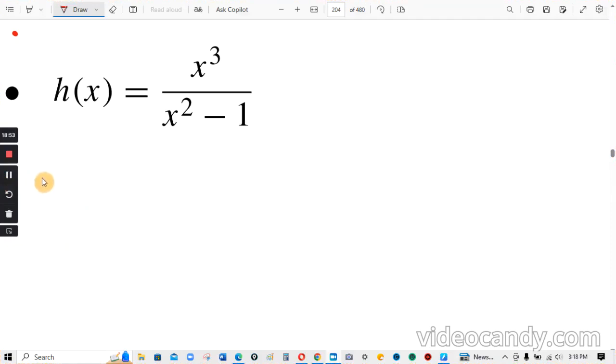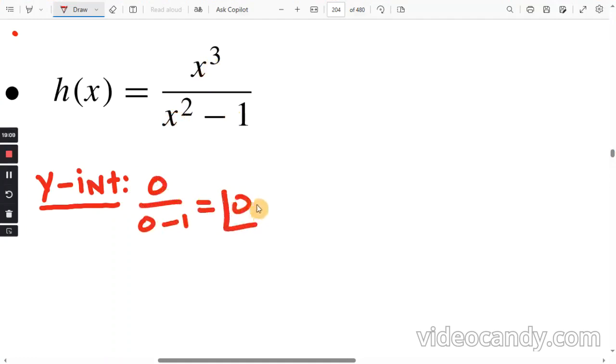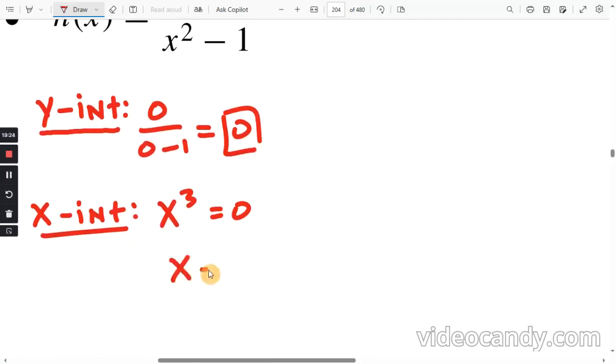All right, last one. For the y-intercept, you set x equal to 0. We have 0 over 0 minus 1. So, of course, that's 0. And the x-intercept, we set the numerator equal to 0. All right, so x to the third equals 0. And the only way to satisfy that is if x equals 0. So that's your x-intercept.